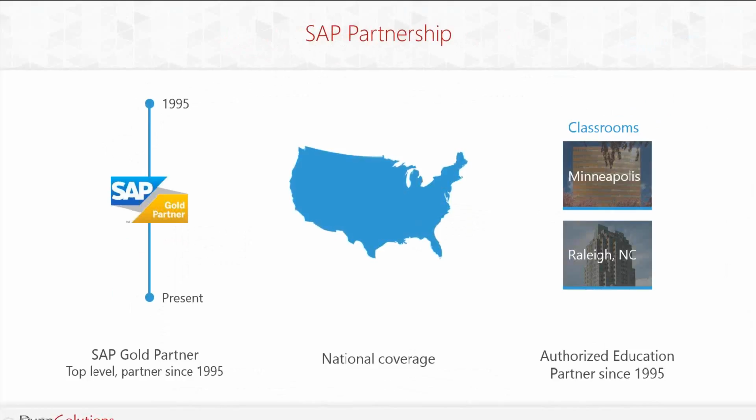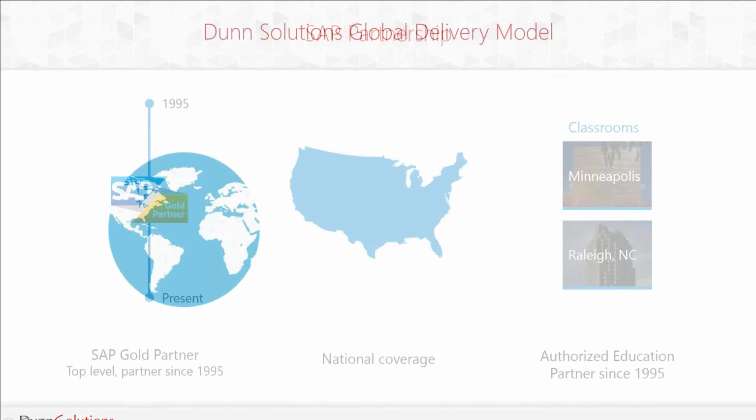We are an SAP Gold partner and have been a top-level partner for nearly 20 years. As an SAP authorized training partner, we help companies nationwide maximize their technology investments and offer public, private, virtual, and custom courses. Our public classrooms are located in Minneapolis and Raleigh. Please contact us for any SAP training needs your company may have.